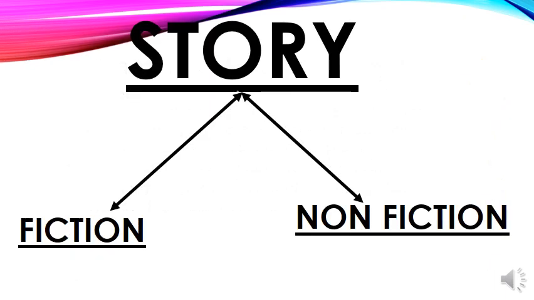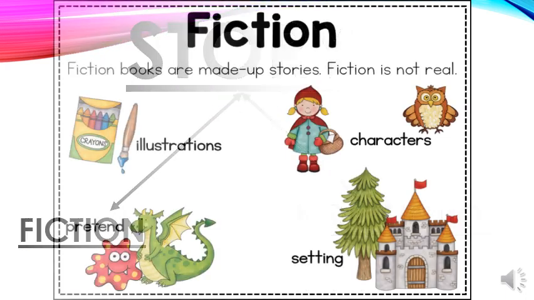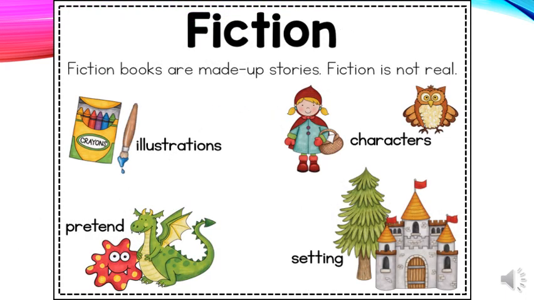So there are two main types of a story, and that is fiction and non-fiction. Fiction is a story that is not true or false, and non-fiction is based on facts. Now let me tell you what is a fiction.